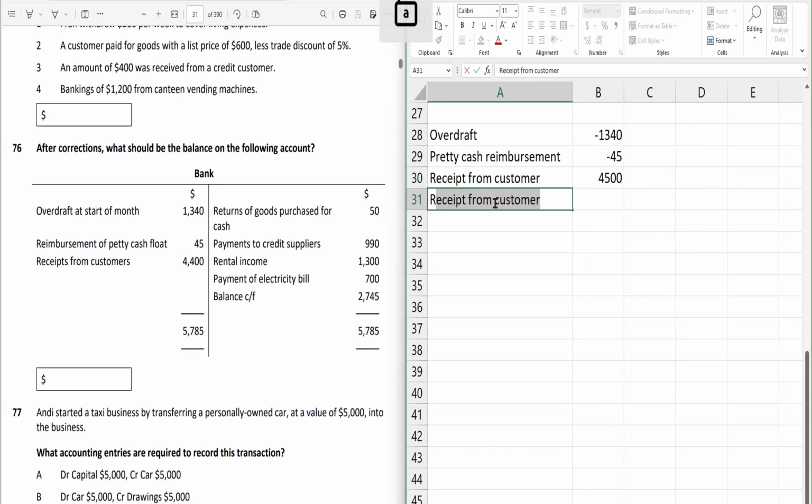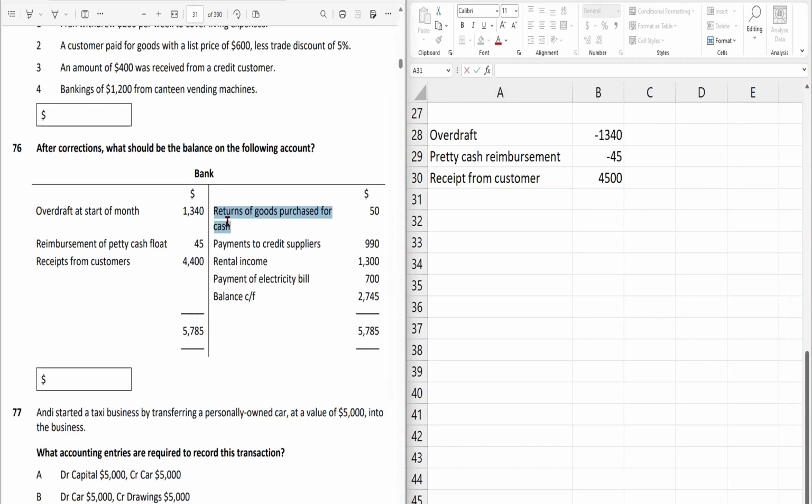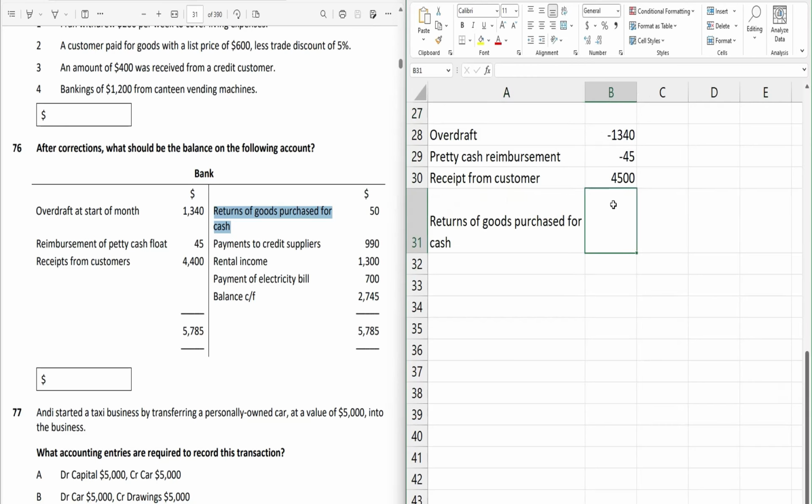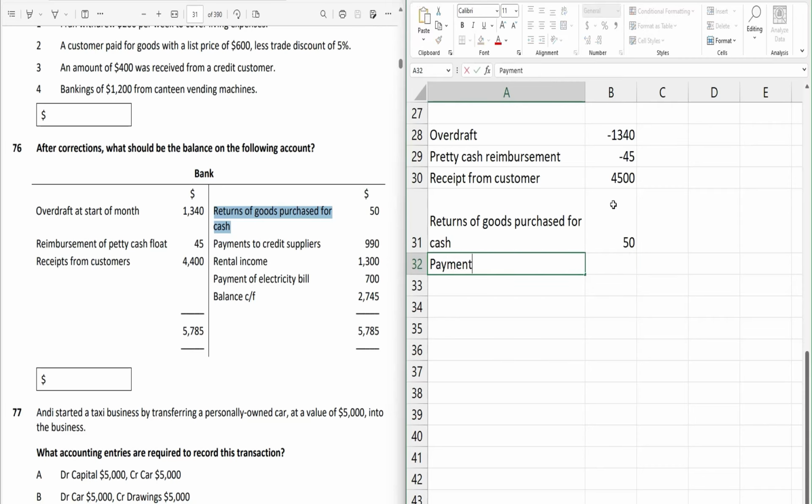Let me copy from here. Return of goods for cash. So it will increase our bank balance, right? So 50. The next one is payment to the credit supplier. Now we are paying our supplier, so it will reduce our bank balance, 90. So I had kept it in the minus.